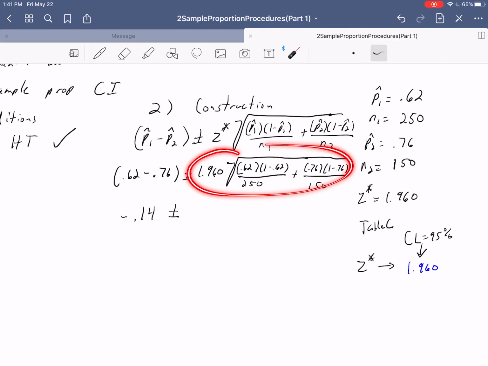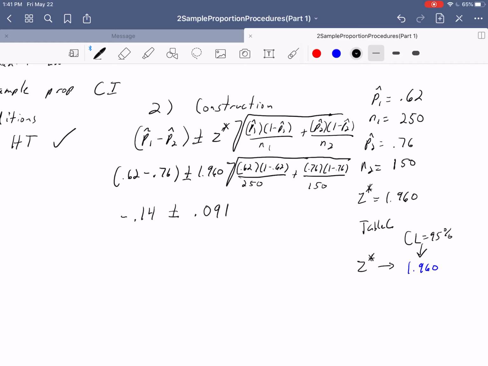Now we can, if we follow these parentheses, just type this in directly: 1.960 times the square root of parentheses 0.62 times parentheses 1 minus 0.62 divided by 250 plus parentheses 0.76 times 1 minus 0.76 divided by 150. We do all that, and it looks like we should get 0.091.